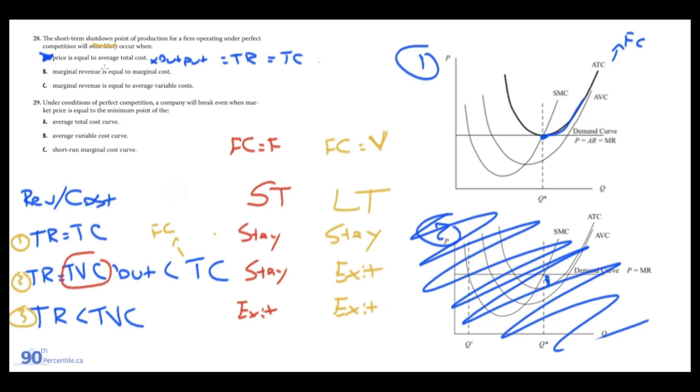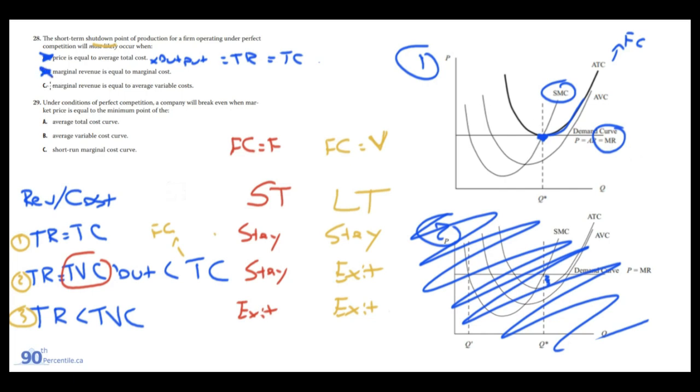For B, marginal revenue is equal to marginal cost. You're never going to shut down here. You can see even from this chart, marginal revenue is this horizontal line. Marginal cost is right here. So even though the average total cost curve is up here, this is one of the most conservative examples where marginal cost equals marginal revenue, but your average total cost curve intersects at the same point. Here you still wouldn't be losing money, so you're not going to shut down.